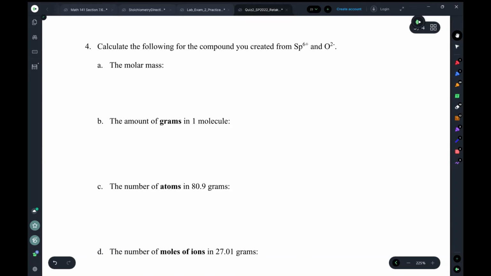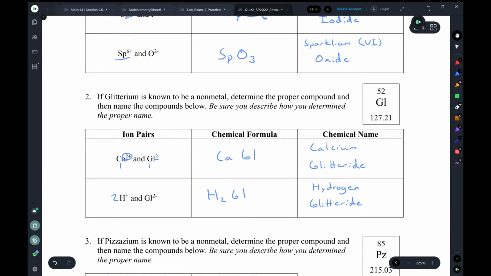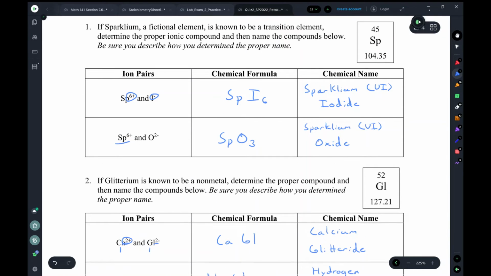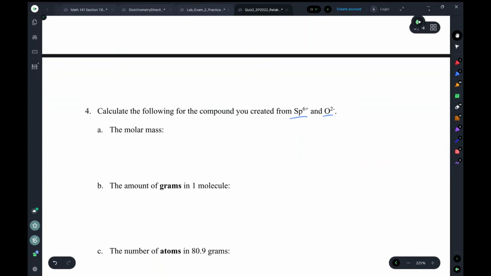Moving along to question number 4, we have to calculate the following for the compound you created from sparklium and oxygen. We can recall that we already did this before, and that gave us the chemical formula of SpO3. So we can just write this alongside here for safekeeping.